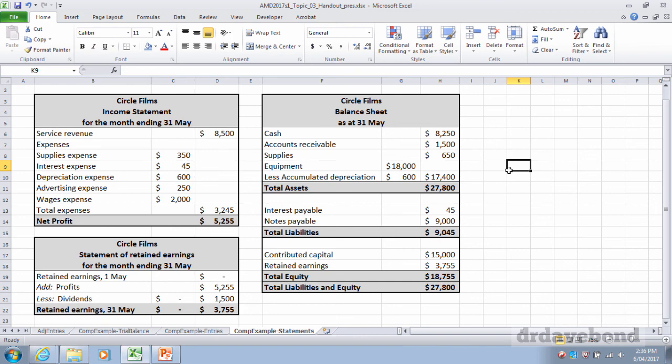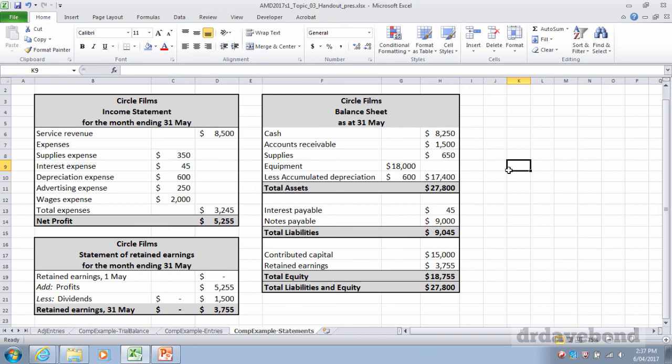So should Circle Film start with $8,500 of revenue already there for next year or next period? Would that be a fair thing to do? No, it'd be a pretty silly thing to do because that revenue was from May. When they start June, we don't want to include the revenue from May in June's accounts. So the closing process, in a nutshell, is getting the score back to 0-all. That's what the closing process is.